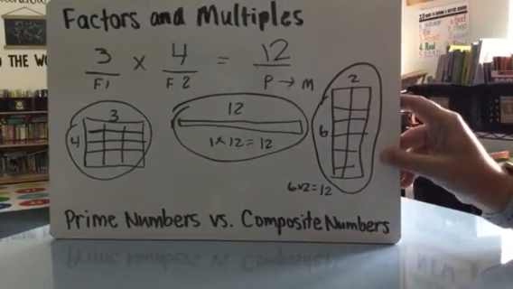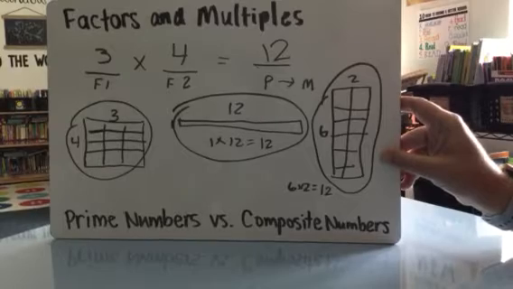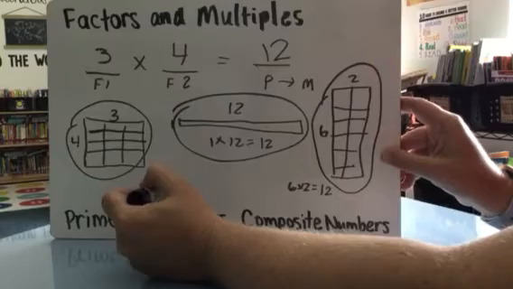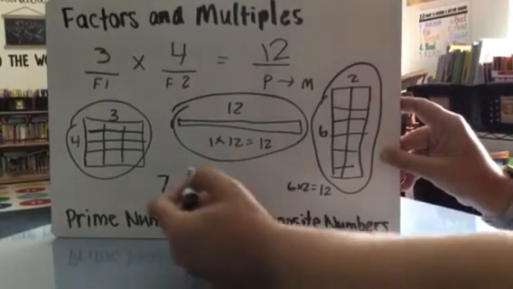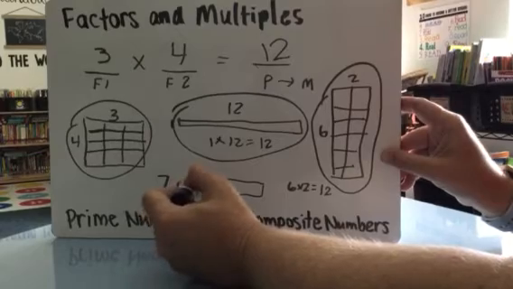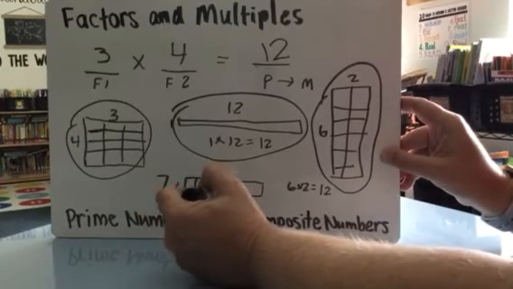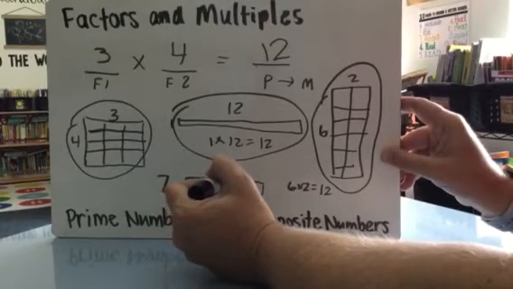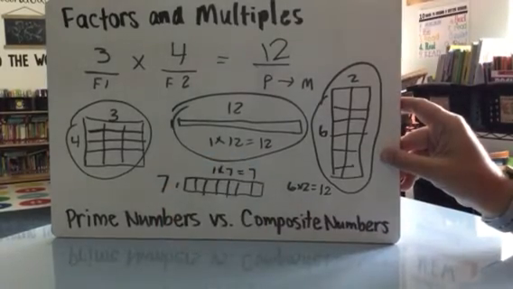Right? But then they found some numbers that they only found one pair for. So I'm going to kind of draw that down here. The number 7. Well, when they were experimenting with those tiles, they realized that they could only do one row with 7. 1 times 7 is the only way to make 7 with a multiplication equation.